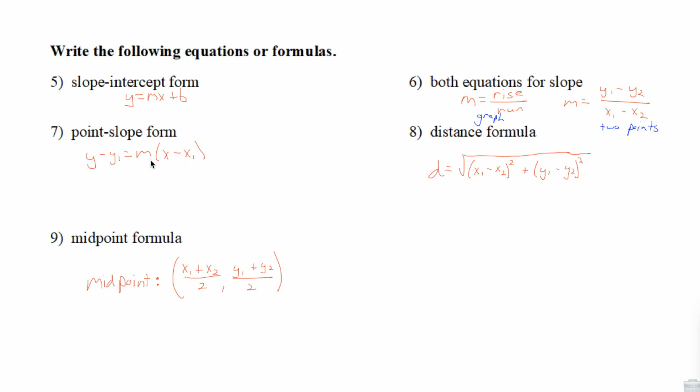Here's point slope form. This is usually more helpful if you're writing equations of lines. Even if it says write it in slope intercept form, you can start with this point slope form.